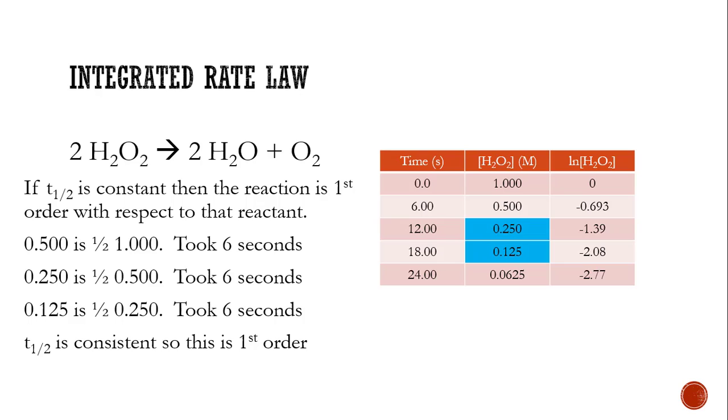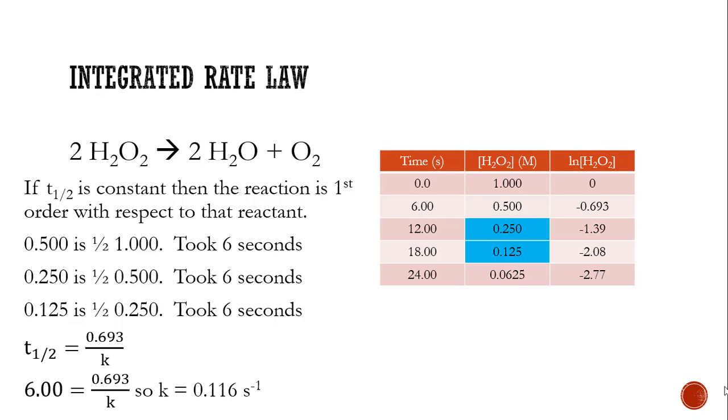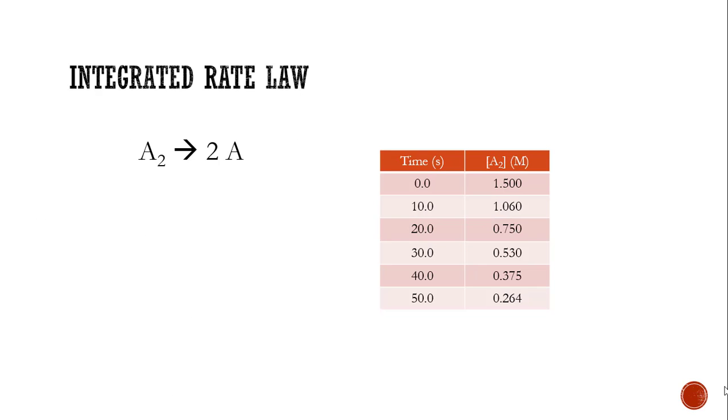That's how you use the data to determine if you have a zero or first-order reaction. Now, it turns out that the half-life is equal to 0.693 divided by the rate constant. So here, if we happen to plug the values in, we get a rate constant of 0.116 per second. And if you remember, the slope of the line was negative 0.116 per second. And since K is the absolute value of the slope, all methods give the same value for K.